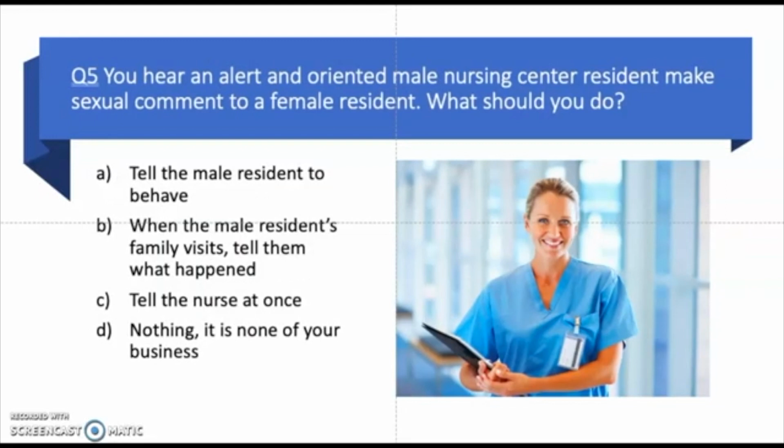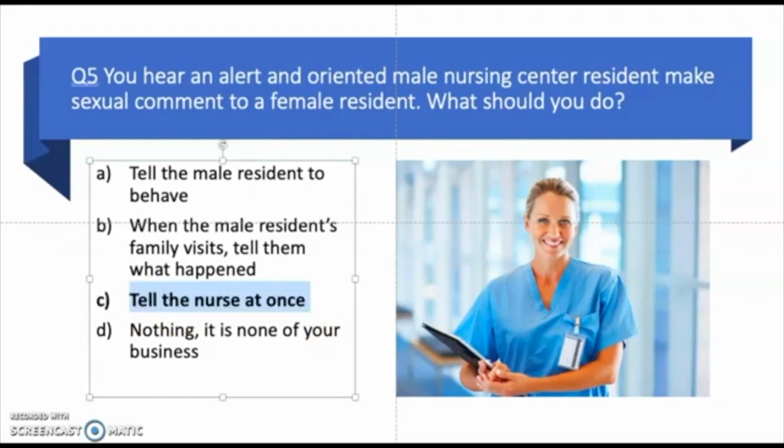Question number 5. You hear an alert, oriented male nursing center resident make a sexual comment to a female resident. What should you do? Tell the male resident to behave. When the male resident's family visits, tell them what happened. Tell the nurse at once. As we know, we have to report everything to our charge nurse. So C is the correct answer for question number 5.